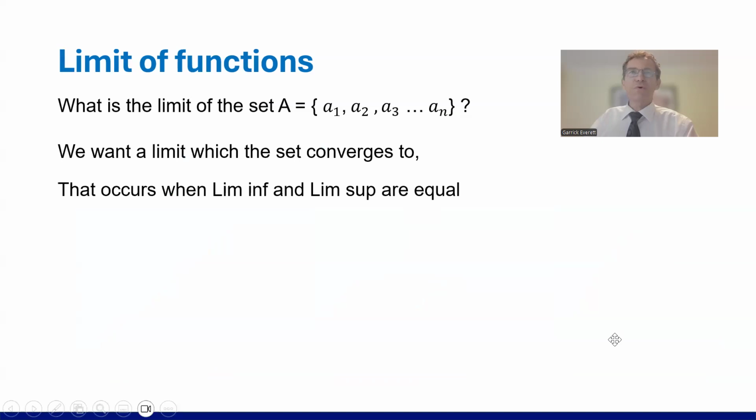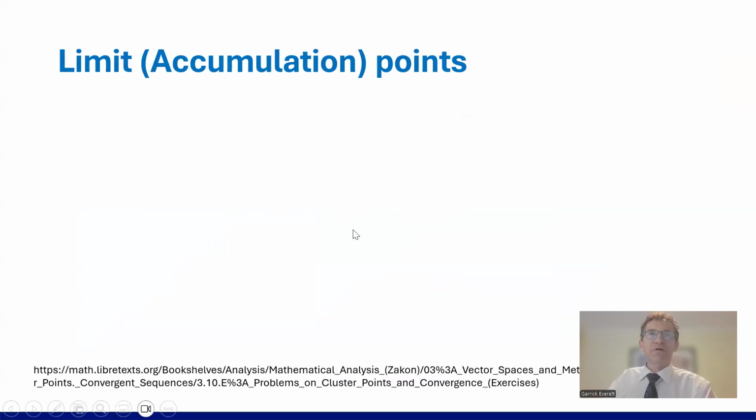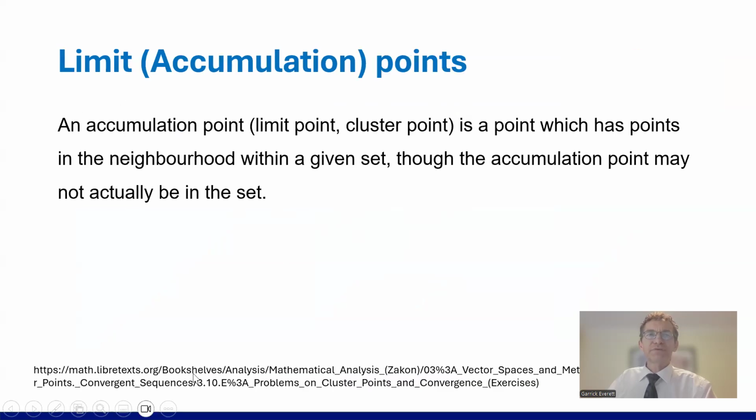Okay, so what we want is a limit which a set converges to when we're getting a limit of the functions, and that occurs when lim inf and lim sup are equal. So the infimum and the supremum are equal. So lower limit, upper limit. If we look at that, there's a reference there, which you can look at in the notes if you want to. That's on LibreText, which I find pretty useful.